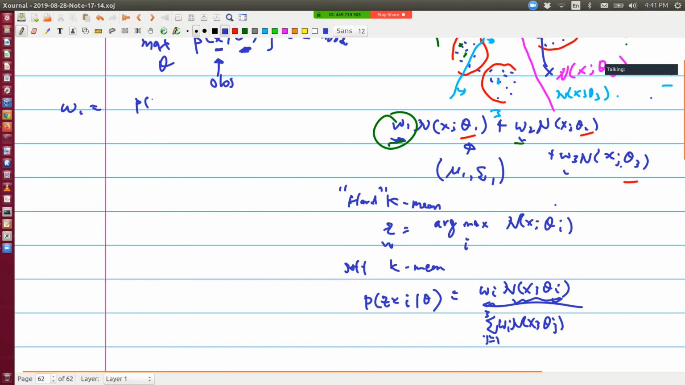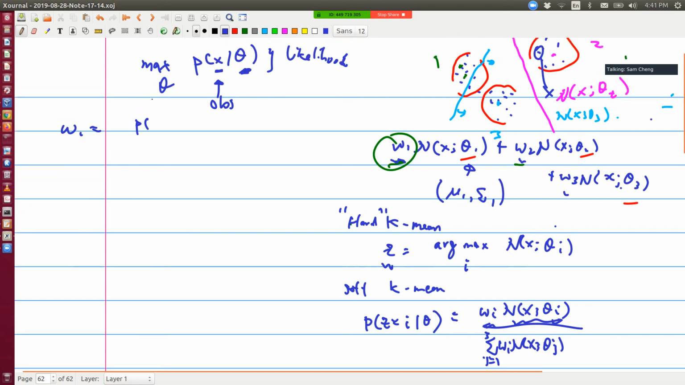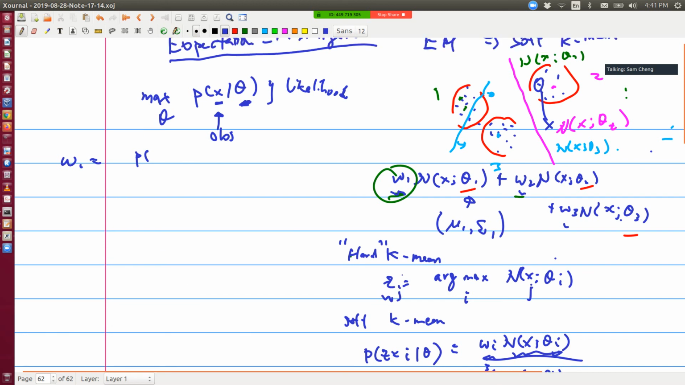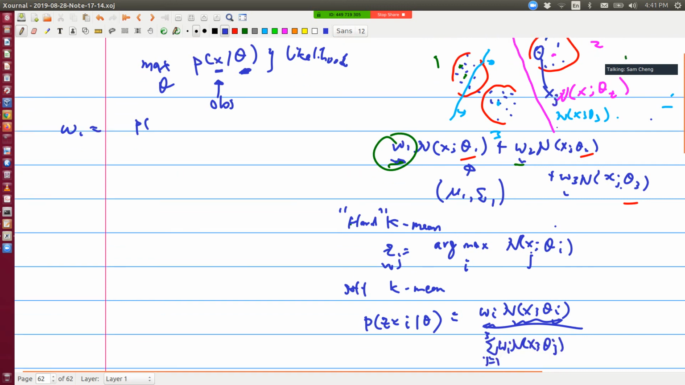Maybe I should use another index here. This is i for the data point x. Let's say for data point xj here, this is cj, the label for the j-th data point. This is xj here, let's say. And then this is cj equal to i is xj. Okay, with that, I just add another additional index here.